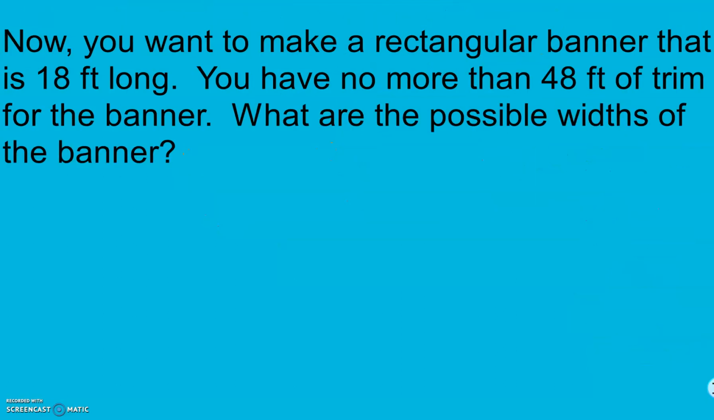Now, you want to make a rectangular banner that is 18 feet long. You have no more than 48 feet of trim for the banner. What are the possible widths of the banner? So we're talking about a rectangle and the trim, which means that's the part that goes around. So we're talking about perimeter.